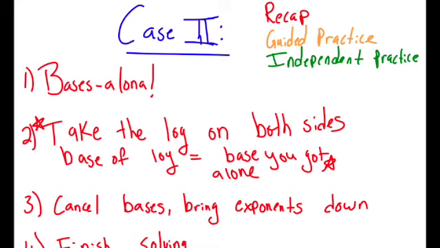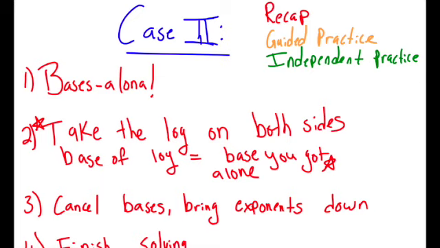All right, so case 2 is just a little bit of a tweak on case 1. In case 1, everything was hunky-dory, right? We were able to always rewrite the right-hand side as an equivalent expression, so the base we got alone was equal to the base of that expression. And so that allowed those bases to just cancel and go away, and the exponents to come right down.